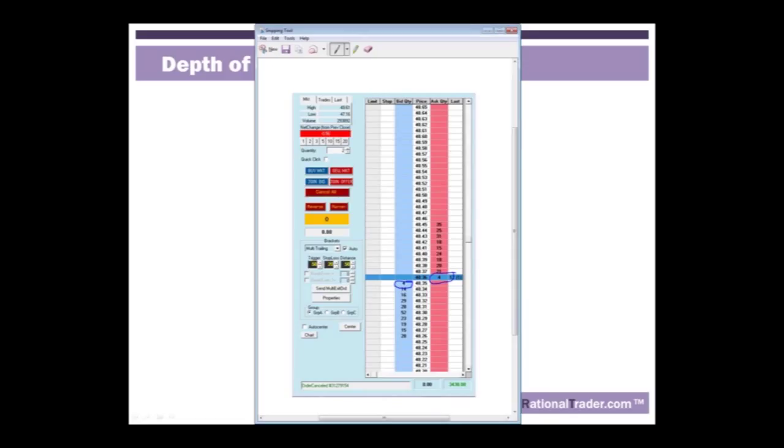Now the software tracks this. The software will tell you that the trade went off at the ask or the trade went off at the bid.